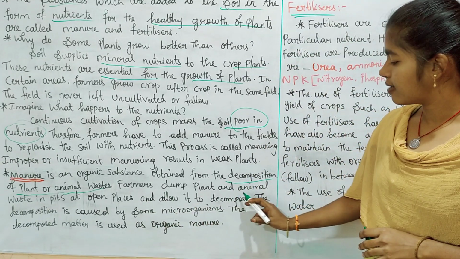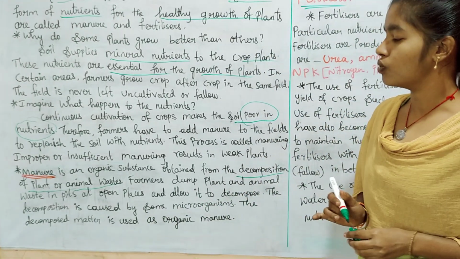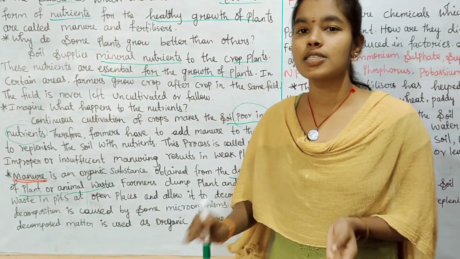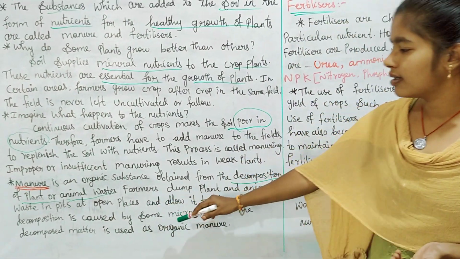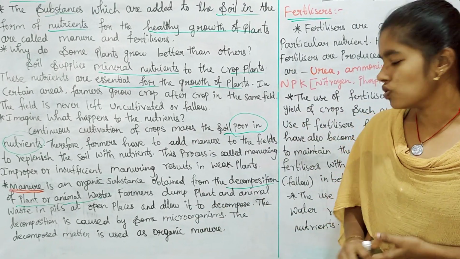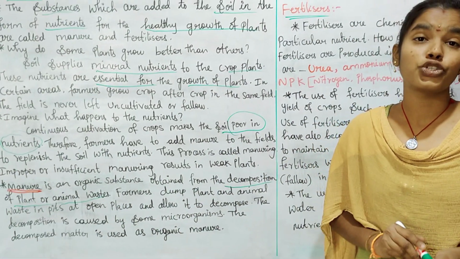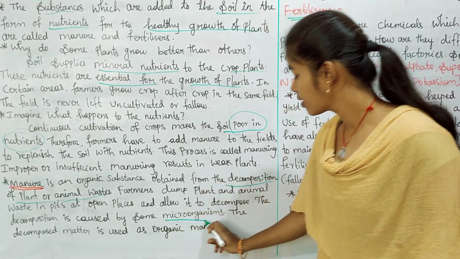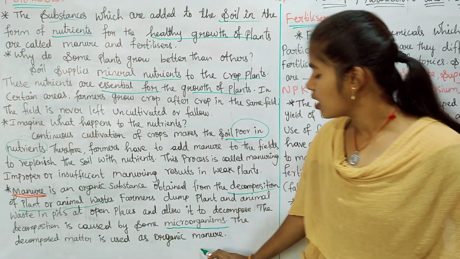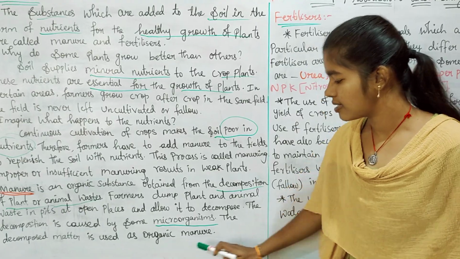Farmers dump plant and animal waste in pits at open places and allow it to decompose. The decomposition is caused by microorganisms, and the decomposed matter is used as an organic manure. So after decomposition we use it as organic manure.